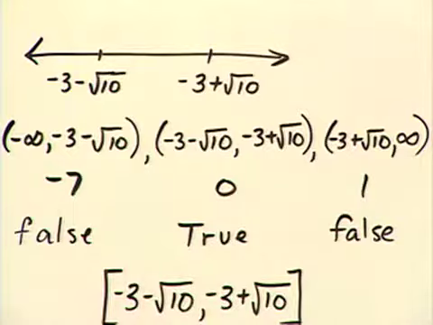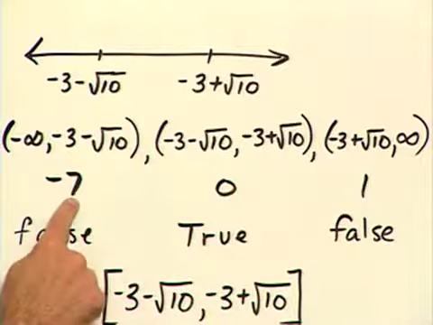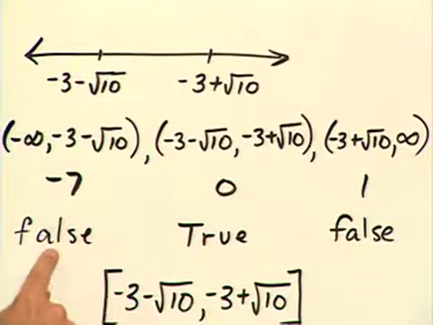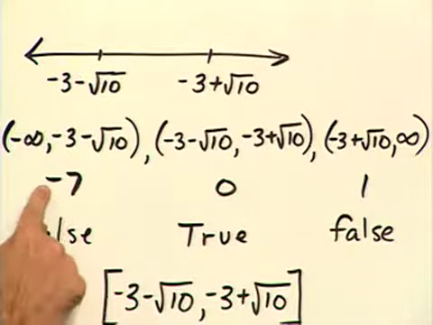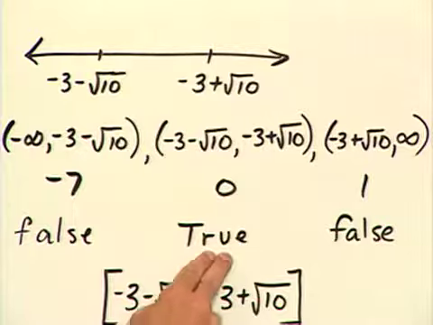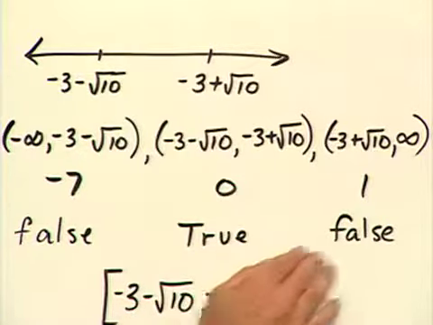And as I test this first one, which is negative 7, it comes out to be a false statement. So negative 7, when we test it in the original quadratic inequality, does not come out to be true. If I test 0 in the quadratic inequality, it does come out to be a true statement. If I test 1 in that quadratic inequality, we also get a false statement.